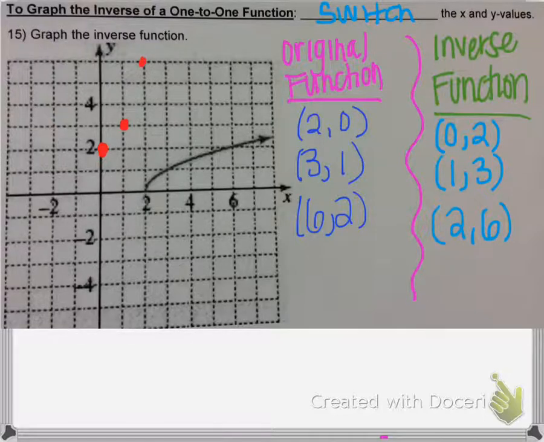Okay, so now that we have the points plotted here, the shape is going to look the same. And if we look here, it stops here at 2, 0. So same thing here. So it's going to go like this. So now we have graphed the inverse function.